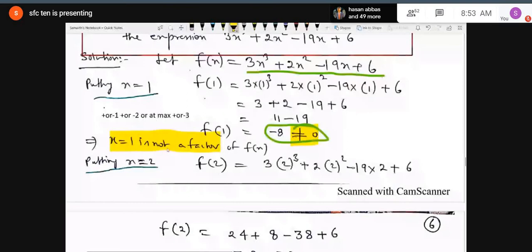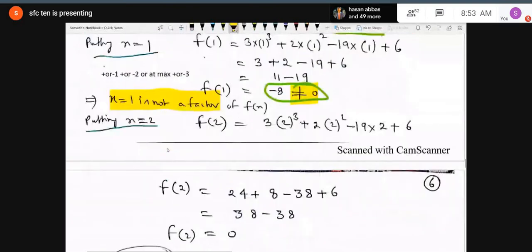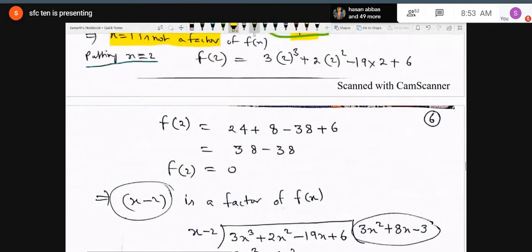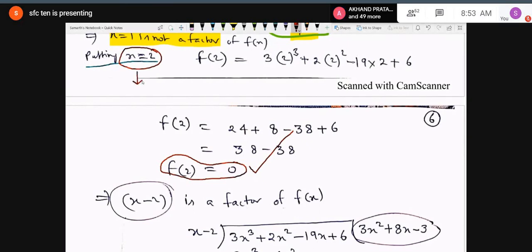Now I have written the value x is equal to 2. f of 2 is equal to 3 into 2 cube plus 2 into 2 square minus 19 into 2 plus 6. Okay, so I proceeded with this, and when I got f of 2, I got the result as 0. Okay, when f of 2 is equal to 0, that means, I got f of 2 equal to 0 when I substituted x is equal to 2. Okay, and if I take this 2 to the left hand side, x minus 2 equal to 0.